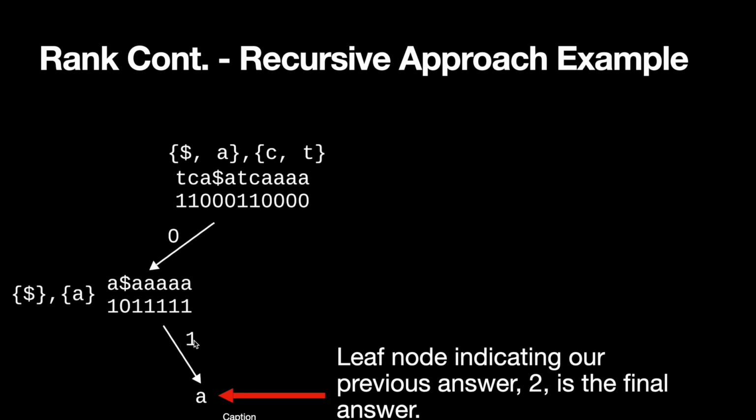In plainer English, that's the case because whereas there was ambiguity with the first rank call, where the zeros could represent either $ signs or A's, if we've reached a leaf node, it means that whatever rank query we did previously has no ambiguity. Like in this previous bit vector, the ones can only represent A's because it's by itself in that partition. So that's how you can run rank.